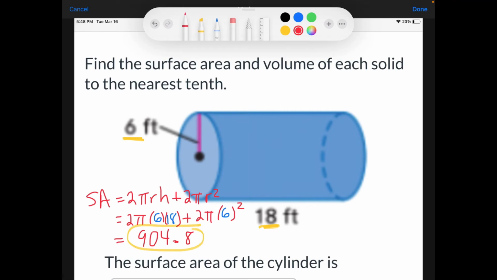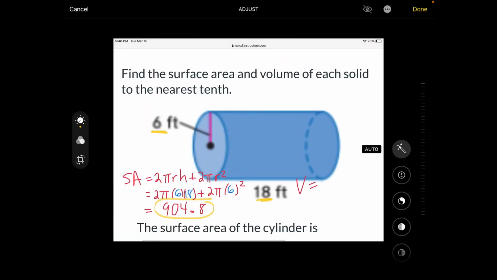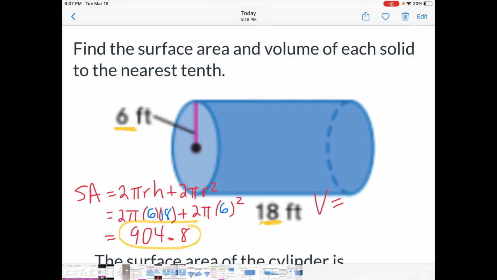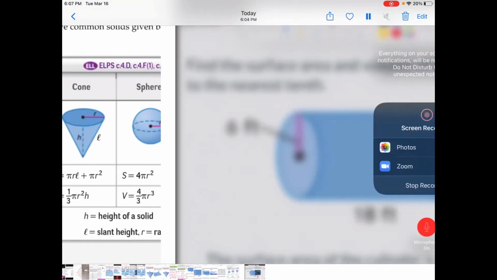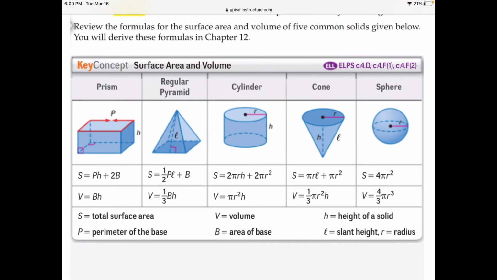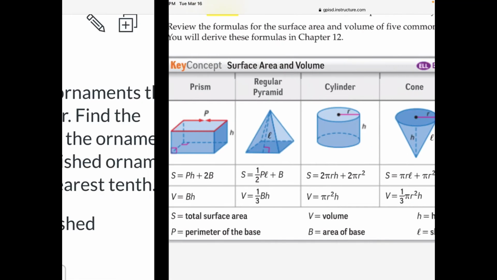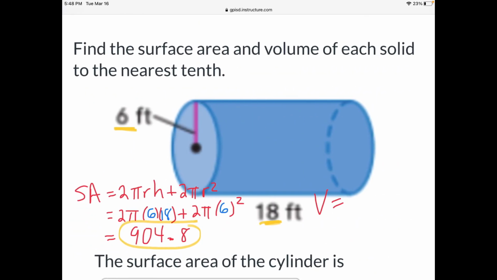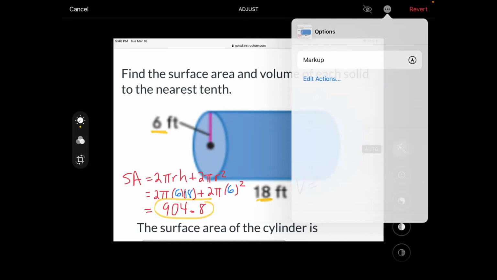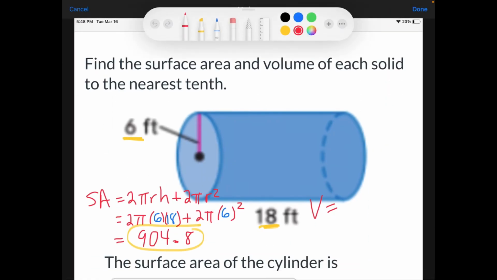Now let's find our volume answer. To find our volume answer, we've got to go back to our chart. I'm going to go to this chart right here that I have. And it's right underneath the formula we just used, and put underneath cylinder. And so the volume is pi r squared h. Pi r squared h. Okay. So let's write that down. Pi r squared h.